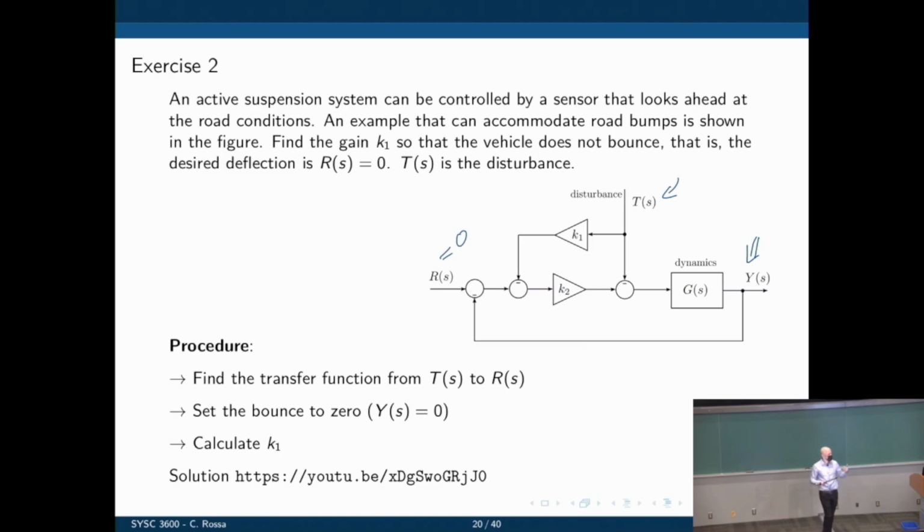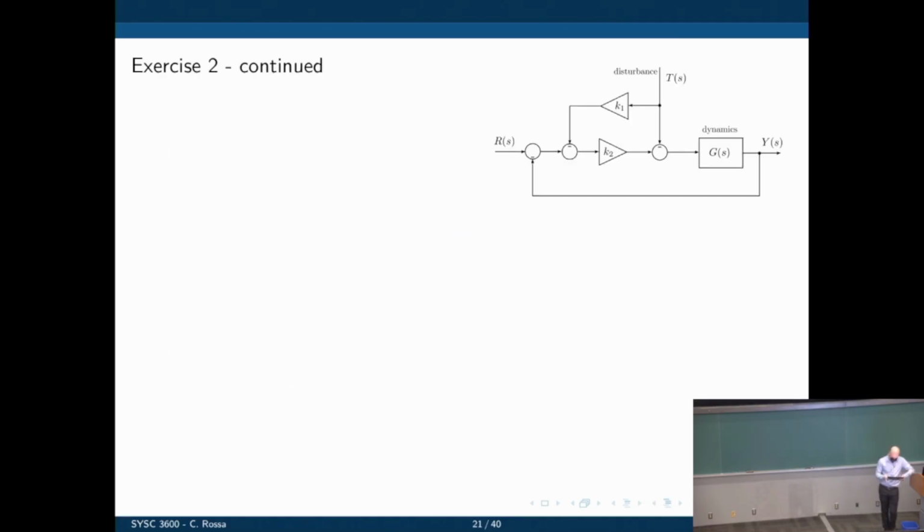That's why you cannot set Y to 0, but we can make our goal 0, same as the speed. We can't have the car always running at 30 kilometers an hour, but we can regulate the throttle to run around that speed. The question is, what is the value of K1 so that the output of the system is always 0, the car never bounces, despite disturbances being applied to it? So what do we do here?